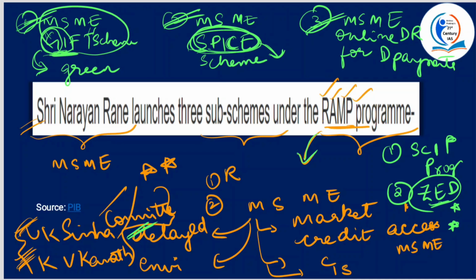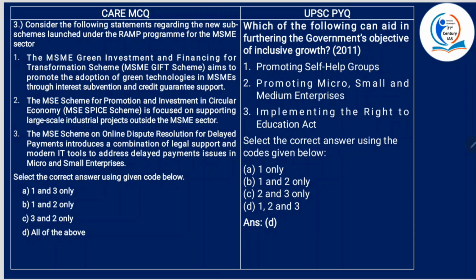Yeah, now we'll get into the MCQ. Consider the following statements regarding the new sub-schemes launched under RAMP program for MSME sector. The MSME Green Investment and Financing for Transformation Scheme, that is MSME GIFT scheme, aims to promote adoption of green technologies in MSMEs through interest subvention and credit guarantee support. This is true, right? This green technologies in MSMEs, that itself forms the core of the GIFT scheme. Now, the MSME scheme for promotion and investment in circular economy, that is MSME SPICE, is focused on supporting large-scale industrial projects outside MSME. What large-scale industry? This is wrong, right?